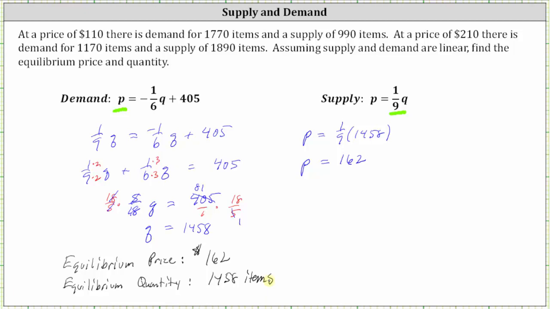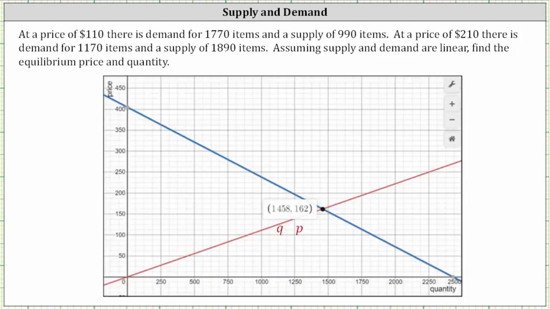And let's go ahead and verify this graphically. The demand function is graphed in blue, the supply function is graphed in red. And note how the point of intersection is 1,458, 162, which does verify the equilibrium quantity and the equilibrium price.